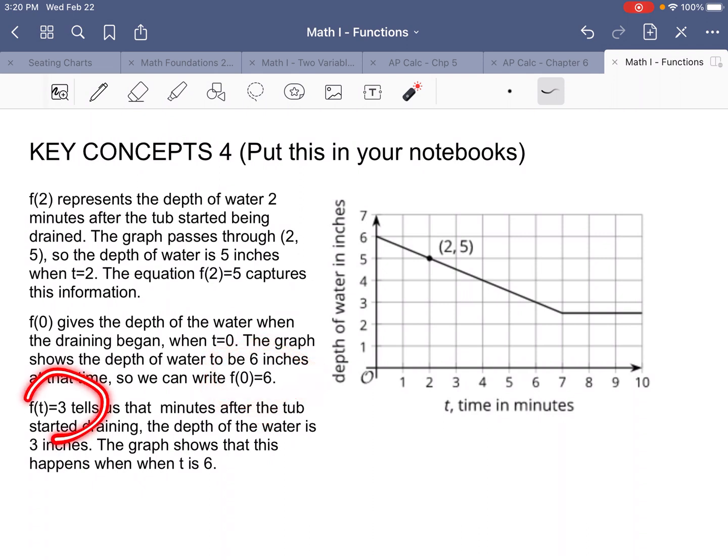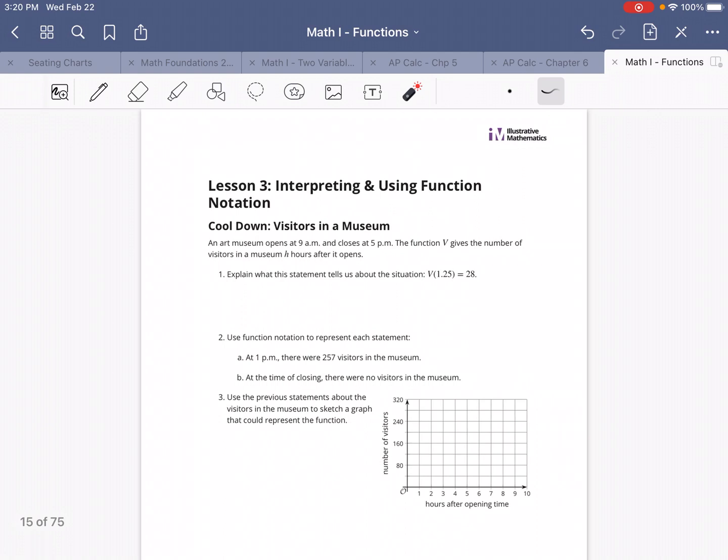F of t equals 3 tells us that after a certain amount of time, we don't know what our input is, the depth of the water was 3 inches. Now, we could actually go and look at our graph and say, well, 3 inches of water goes with 6 minutes of time. So we can find out that t is equal to 6.